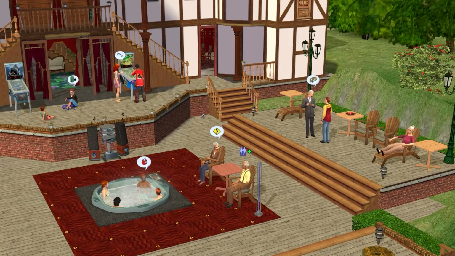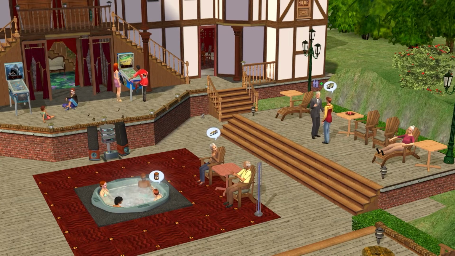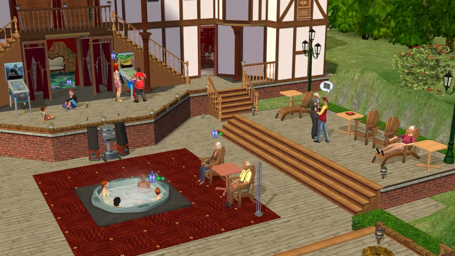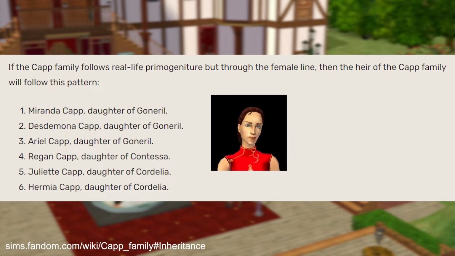If you're interested in following the rules of real-life primogeniture for the Caps and the Montis, the Sims Wiki has a section dedicated to that on both families' pages. The links are in the description, but the rundown is this. For the Caps, now that Contessa is dead, her eldest daughter Goneril should technically inherit the Cap estate and fortune. After Goneril's death, her eldest daughter Miranda should succeed her. When Miranda dies, her eldest daughter should be the heiress. And if Miranda dies without a daughter, Goneril's second daughter Desdemona becomes the heiress, and her eldest daughter after her.